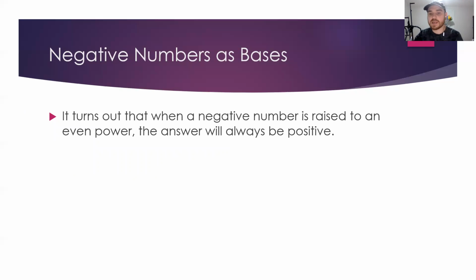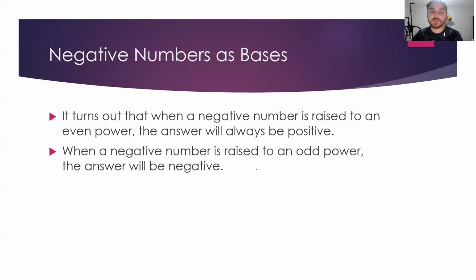So it turns out that when a negative number is raised to an even power, the answer will always be positive. So for example, if we have negative 5 raised to the power of 8, our answer is going to be positive. I'm not going to do 5 to the 8th right now because that's a really big number, but the point is you're going to get a positive out of this. When we raise a negative number to an odd power, however, the answer is always going to be negative.